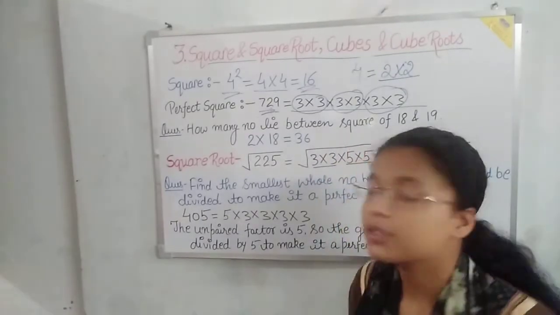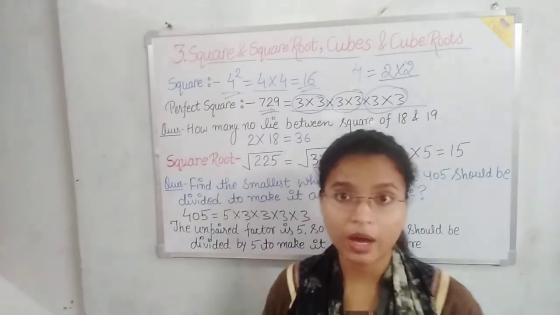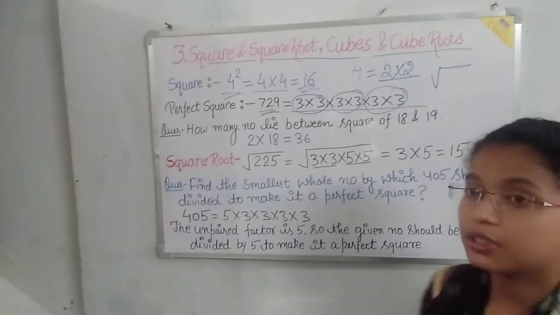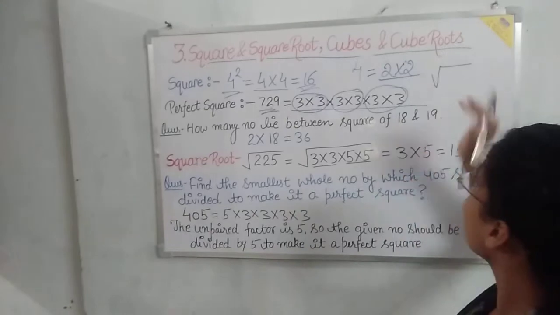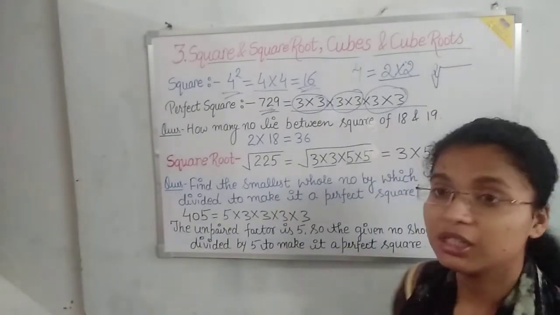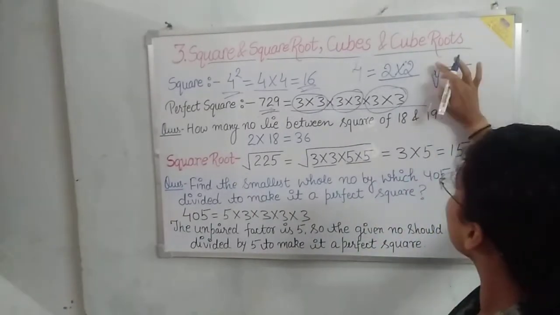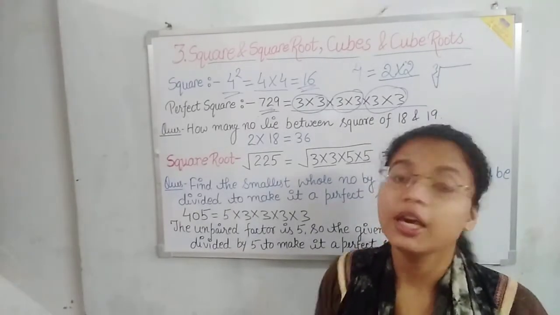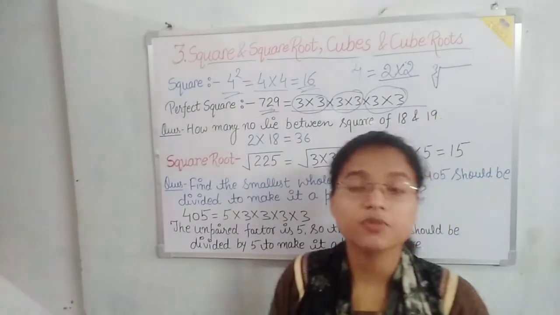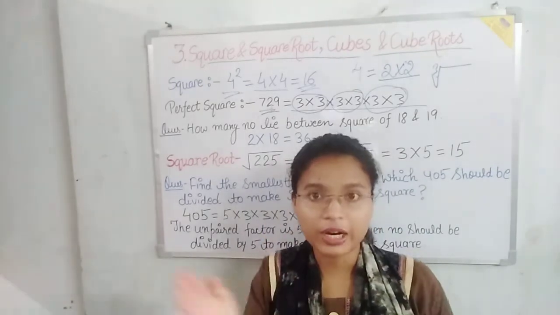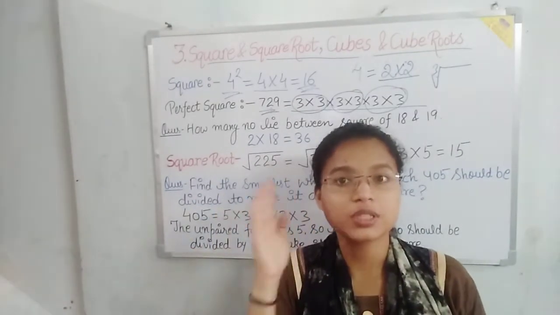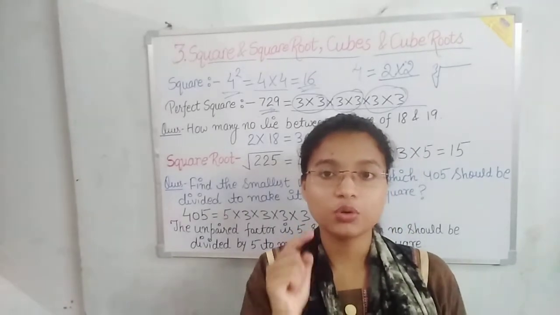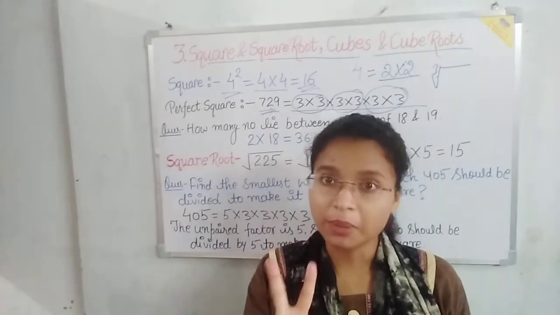Okay, next is square root. How to find the square root? This is the symbol of square root. If here it is written 2, that means it is a square root, and if here it is written 3, that means it is a cube root. In the same way, for square root, first you have to do a prime factorization. After that you have to start making the pairs, and in each pair you have to take two same digits.